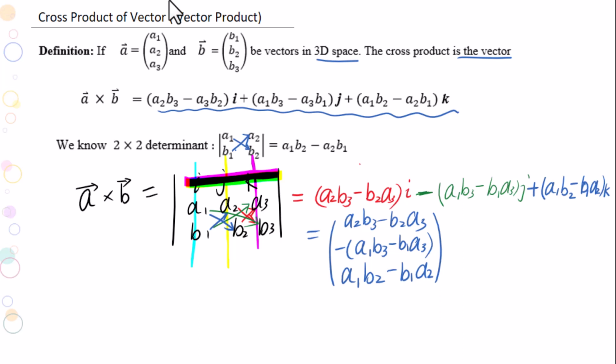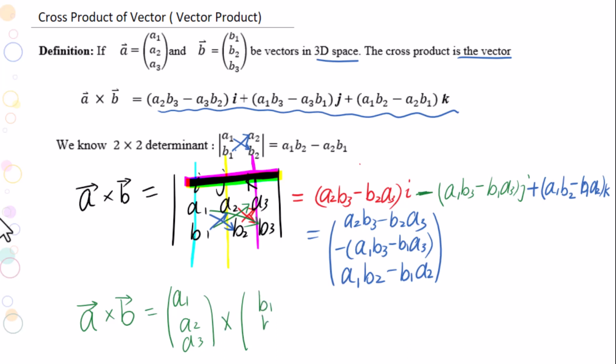Now I will show you another way to figure out this vector product. A cross B equals A1, A2, A3 cross B1, B2, B3 equals: cross out the first row, the 2 by 2 determinant, A2 B3 minus A3 B2.